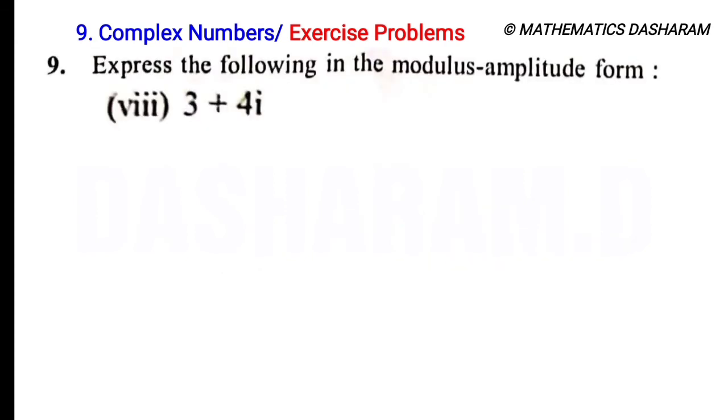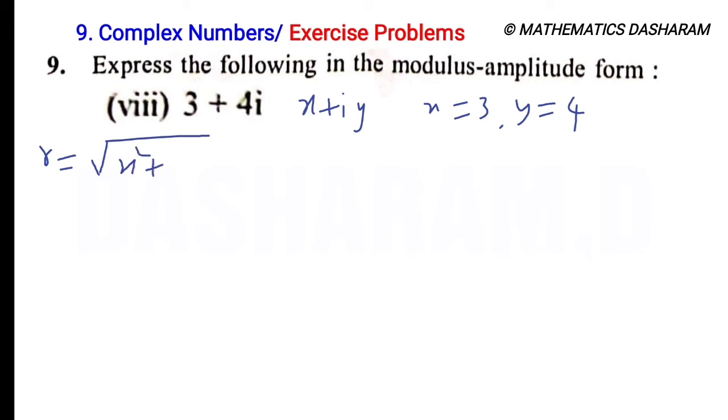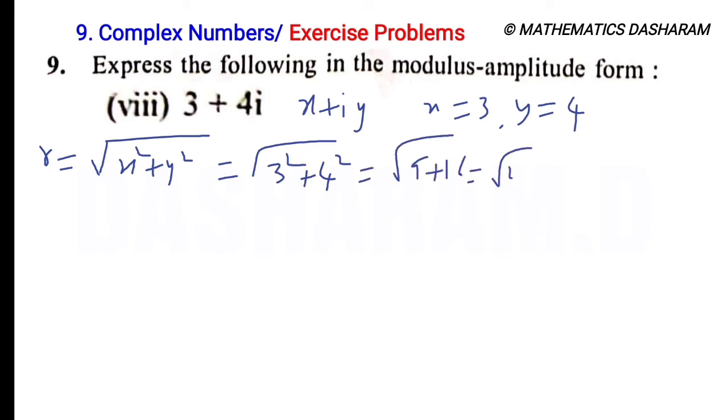Eighth question, 3 plus 4i. Compare with x plus iy. So x value is 3 and y value is 4, both positive. Then modulus r equals under root x square plus y square, so it equals 3 square plus 4 square. 3 square is 9, 4 square is 16. So root 25, and root 25 is 5. So the r value is 5.